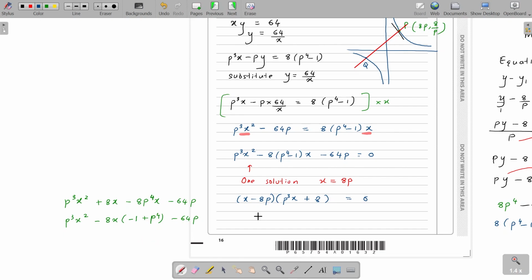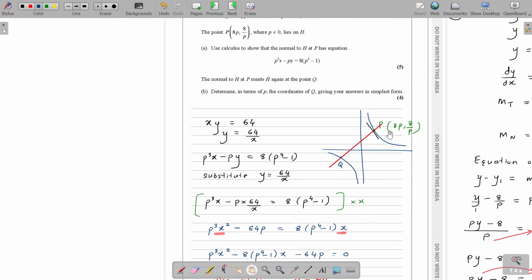So x minus 8p is 0, or p cube x plus 8 is 0, which gives me x is equal to minus 8 over p cube. So they are asking us to get the coordinates of q. Now you know x equal 8p is the coordinate of p. I need to get the coordinates of q.